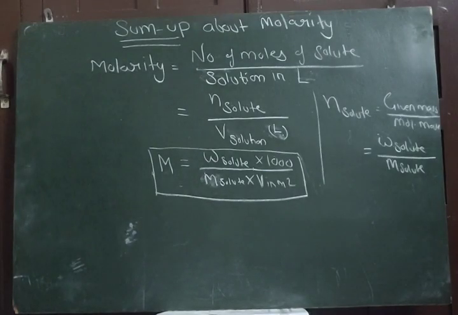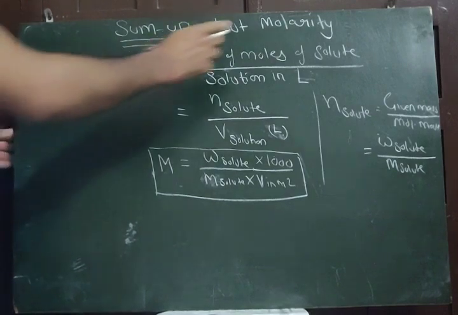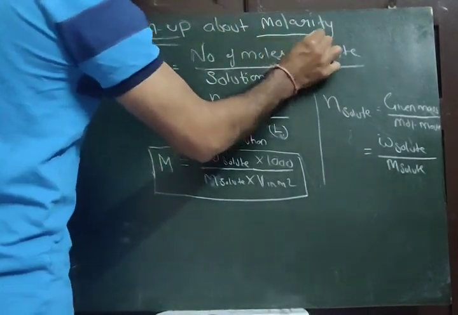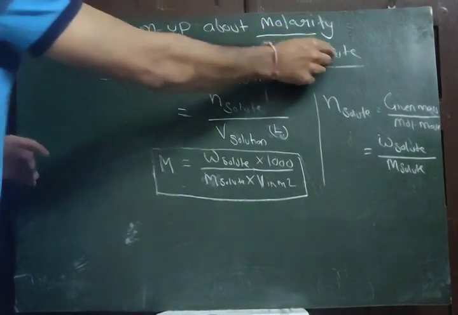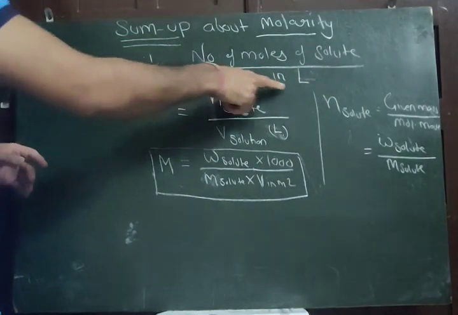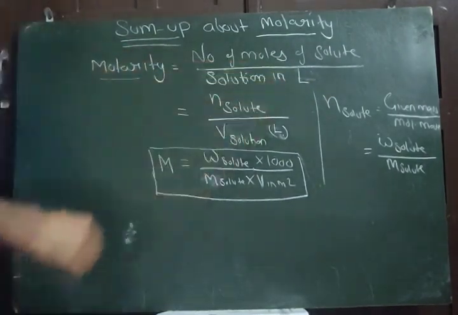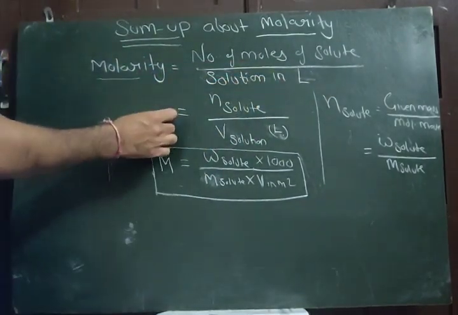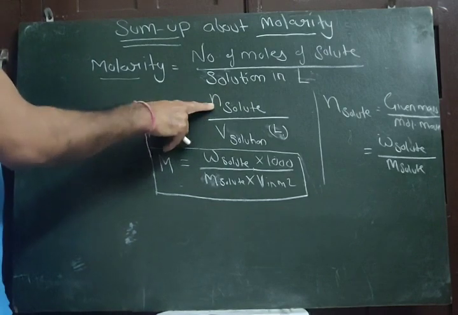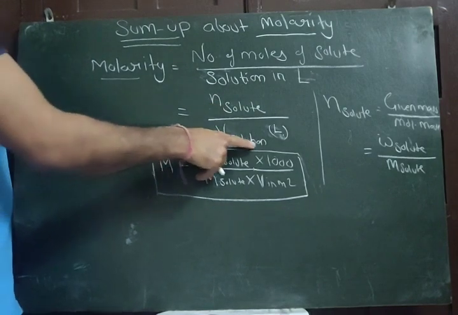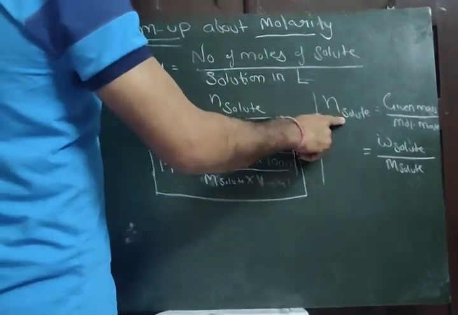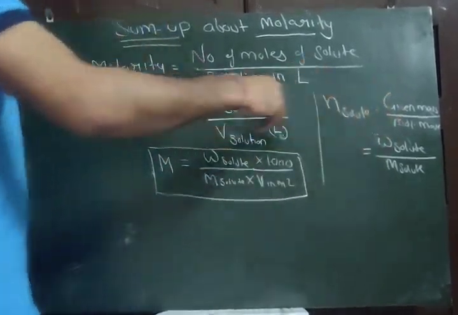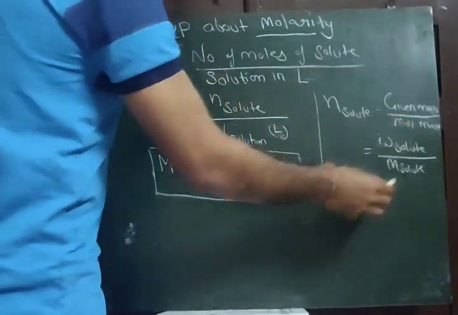So here we sum up about the molarity. Whatever we have studied about the molarity, let's sum it up. Molarity is the number of moles of solute dissolved per liter of the solution, volume of solution in liters. So the abbreviation will be number of moles of solute, N solute, over the volume of solution in liters. Fine, so the number of moles of solute, we can also convert it into the given mass divided by molecular mass.